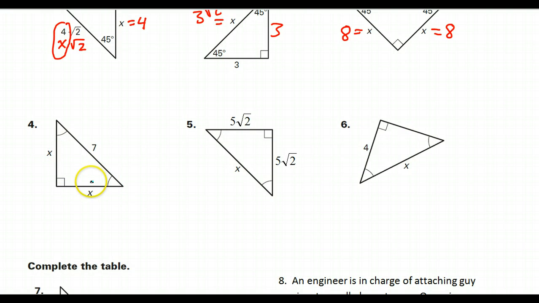Okay, number 4 takes a little bit more thought. This is x, so this should be x radical 2. So 7 equals x radical 2. But I'm supposed to find x, so that means I need to get x by itself. So watch this. I'm going to divide both sides by radical 2 to get x by itself. So that way these radical 2's cancel each other out. So far, that gives me x equals 7 over radical 2.